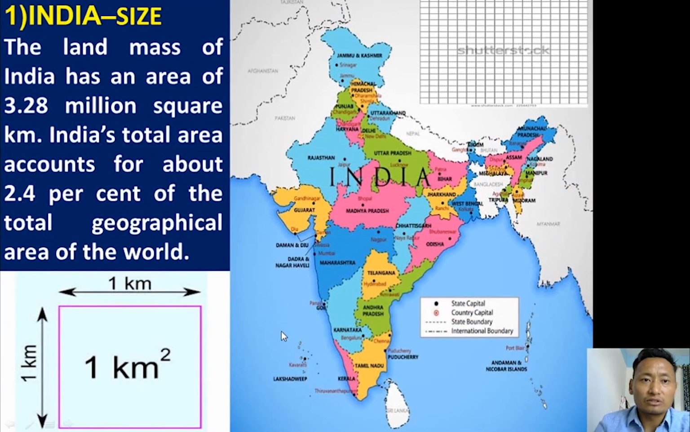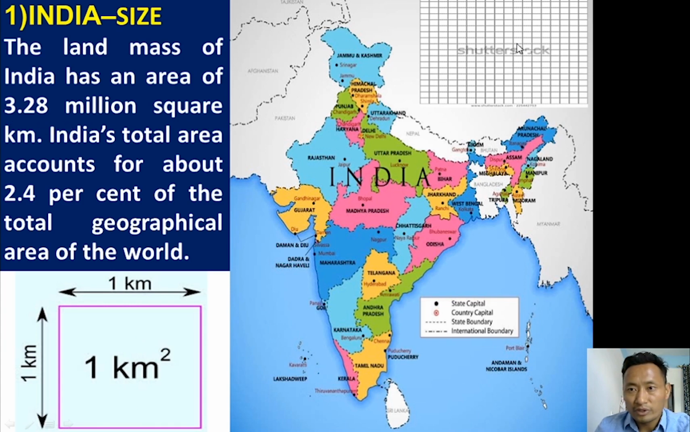Size, the land mass of India. Here the land mass of India has an area of 3.28 million square kilometers. So here we have a diagram. This particular diagram is 1 square kilometer: 1 kilometer, 1 kilometer, 1 kilometer, 1 kilometer. This is 1 square kilometer. In India total we have this type of square kilometers, 3.28 million.